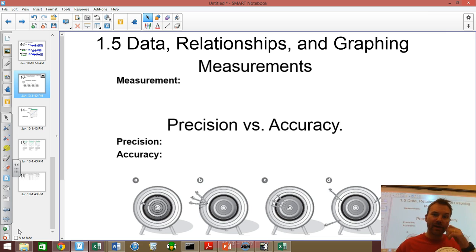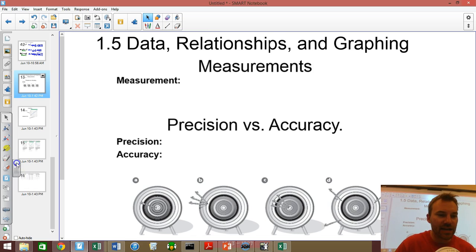Today we're going to be talking about data. We're going to talk about measurements, precision, accuracy. We're going to be talking about different types of relationships. When you start to graph data, is it trending somehow? Is it linear? Is it quadratic? Is it inverse? And then we're going to talk about actually graphing data.